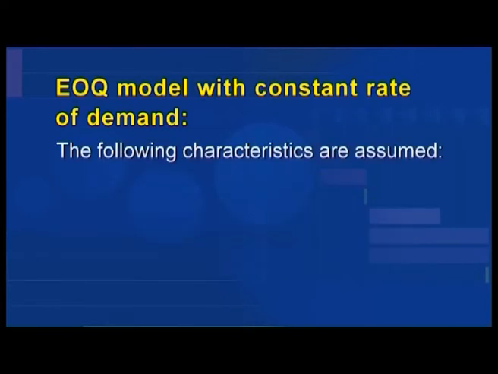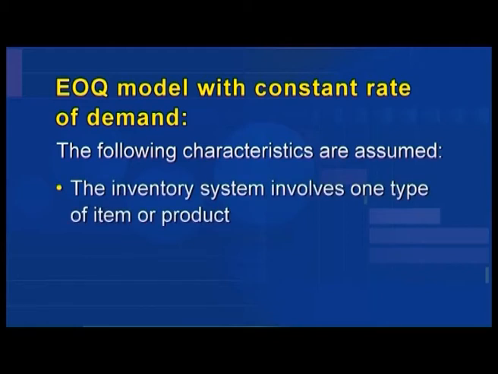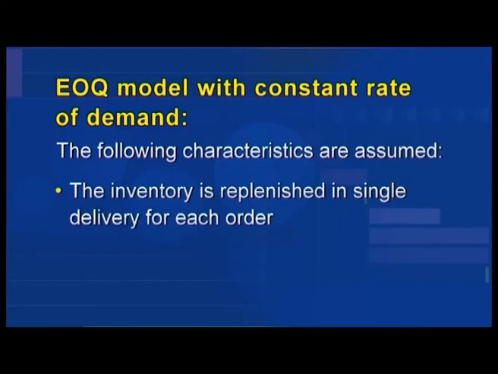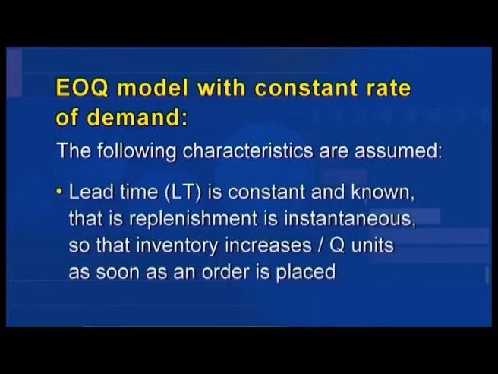For this model, the following characteristics or inputs are assumed. The inventory system involves one type of item or product. The demand is known and constant and is resupplied instantaneously. The inventory is replenished in a single delivery for each order. Lead time LT is constant and known, that is, replenishment is instantaneous, so that inventory increases by Q units as soon as an order is placed.